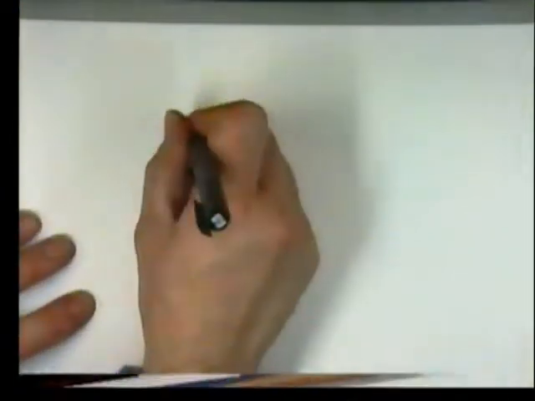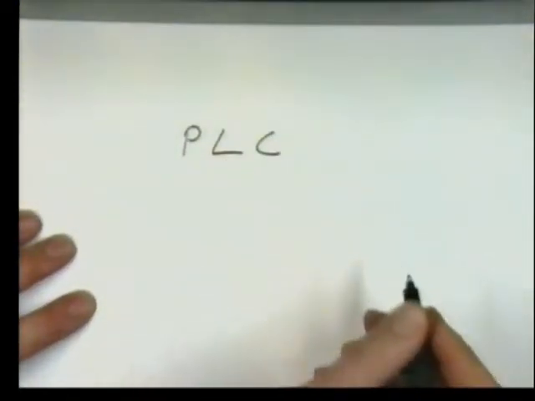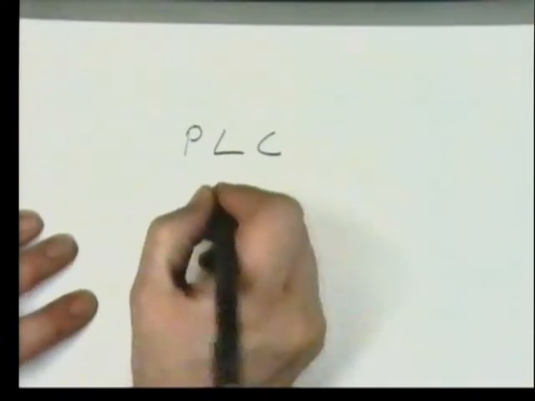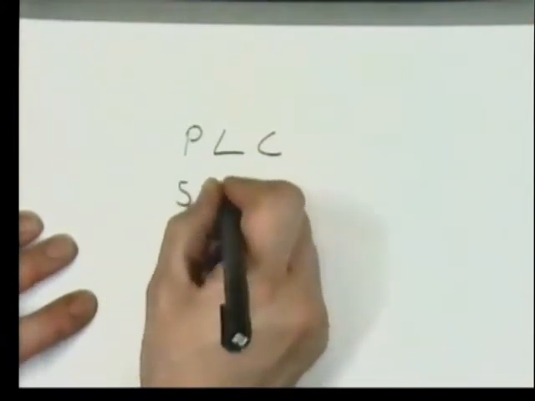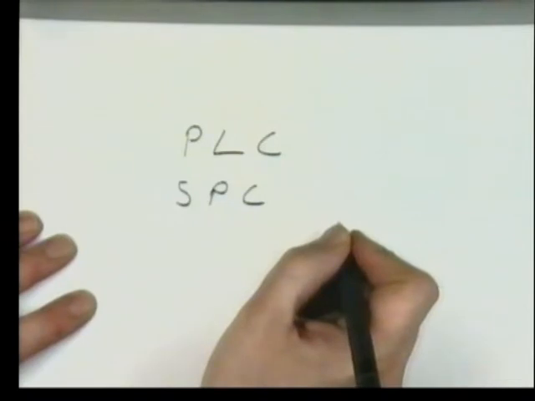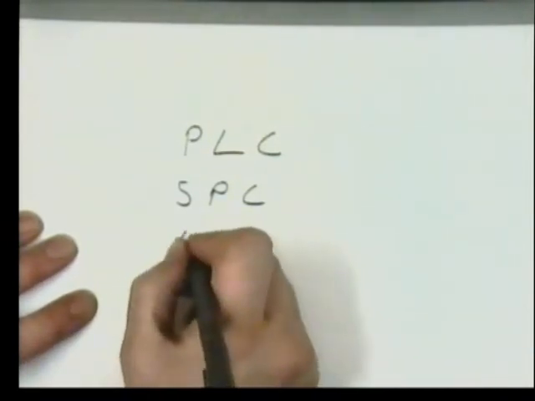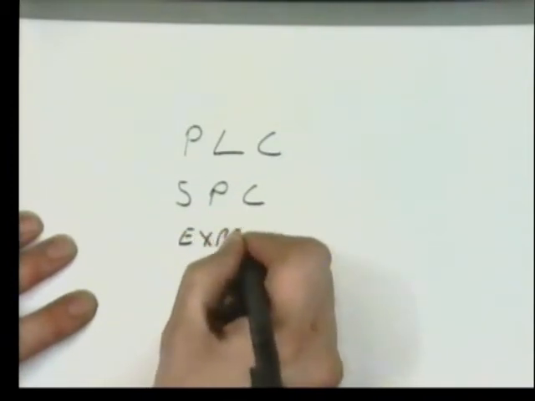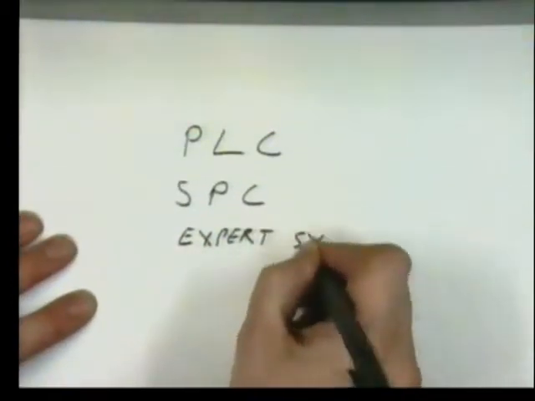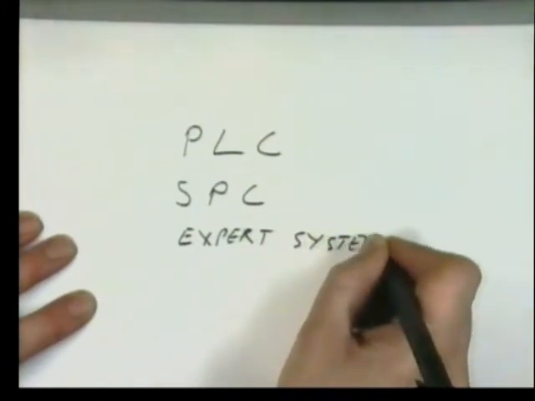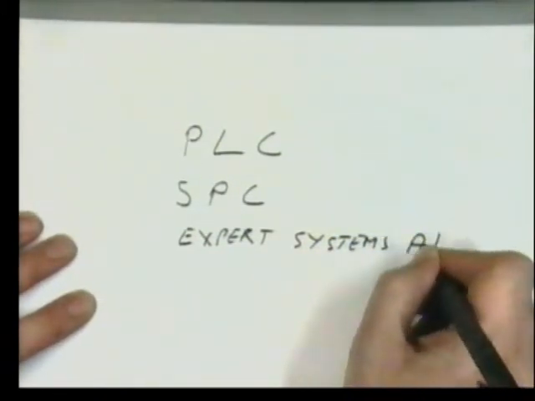One of them are devices known as PLCs, Programmable Logic Controllers. I want you to understand what is meant by SPC, Statistical Process Control. And finally, we must mention expert systems, or artificial intelligence, because those are also now quite important concepts in programmable control. Let's first of all deal with programmable logic controllers.